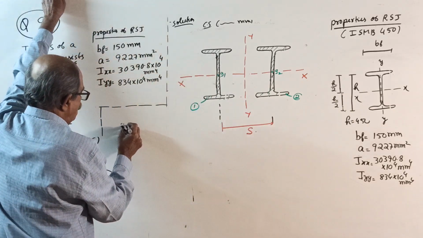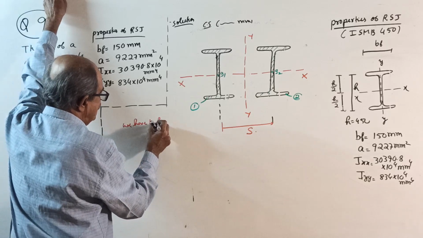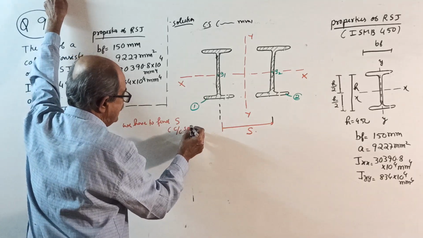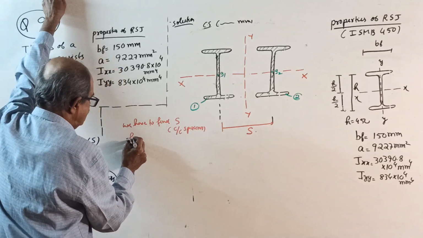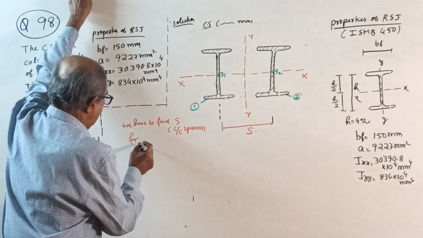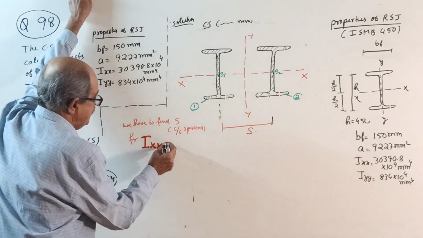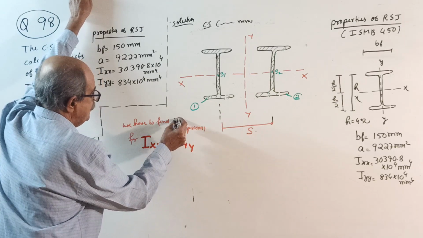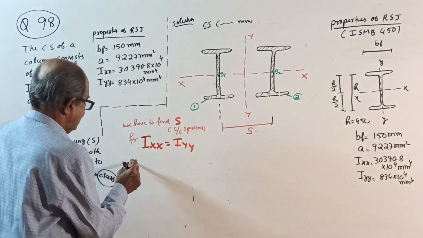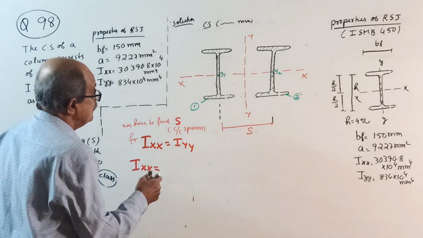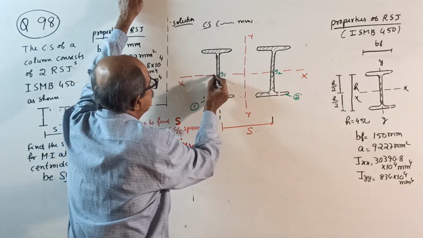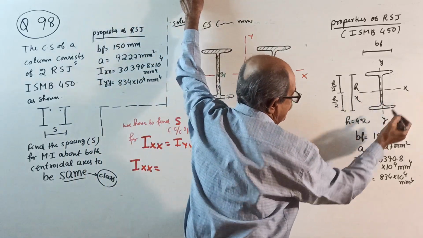So we have to find S, that is the center to center spacing. Remember, the spacing for our condition is for I about XX equal to I about YY. You have to find the spacing S for IXX equal to IYY. Start. First write IXX. The other things are not required. I about its own centroidal axis, that is this axis. How much?